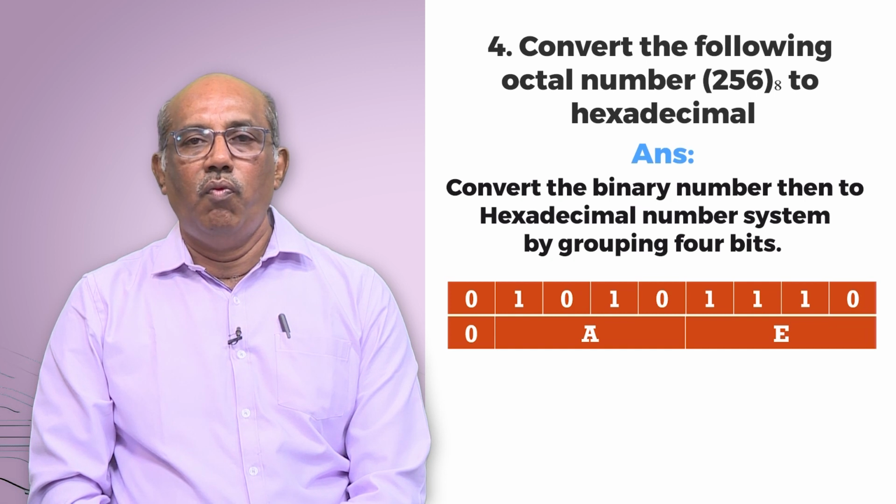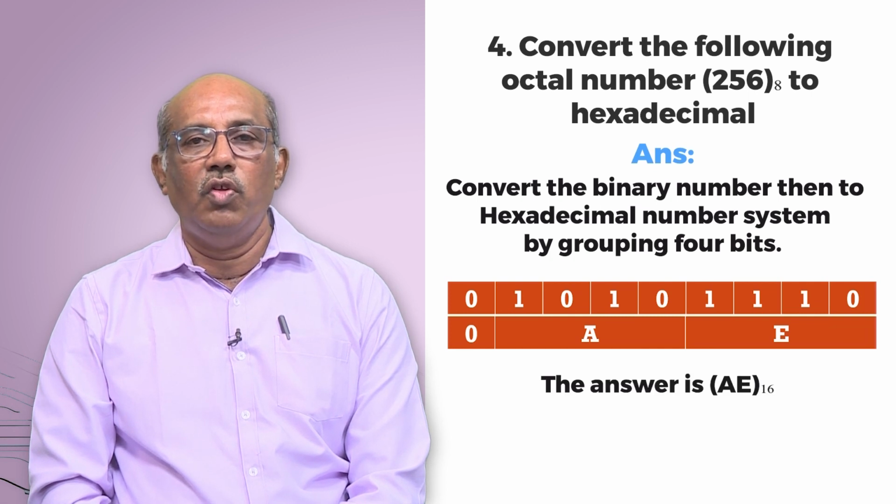We have got 1110, we have grouped into 1 group, and then 1010, we have grouped into another 4 bits, and the most significant bit is 0. So, now we have clubbed into 4 bits each. So, 1110 in hexadecimal represents the hexadecimal number E, and 1010 represents the hexadecimal number A. Therefore, the conversion of the octal number to the hexadecimal number system is AE.